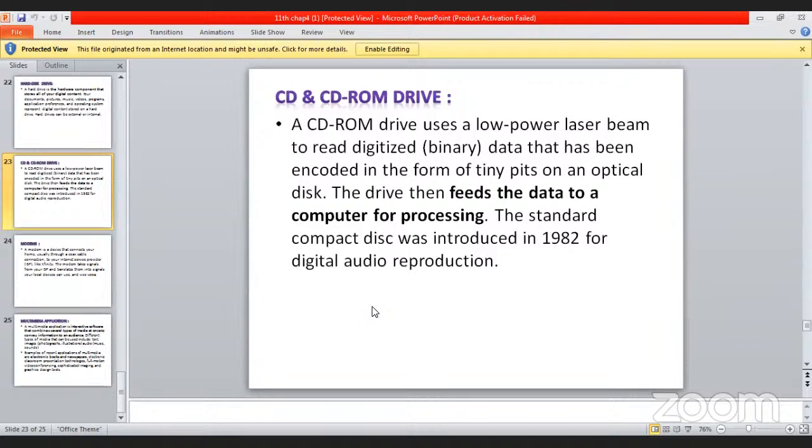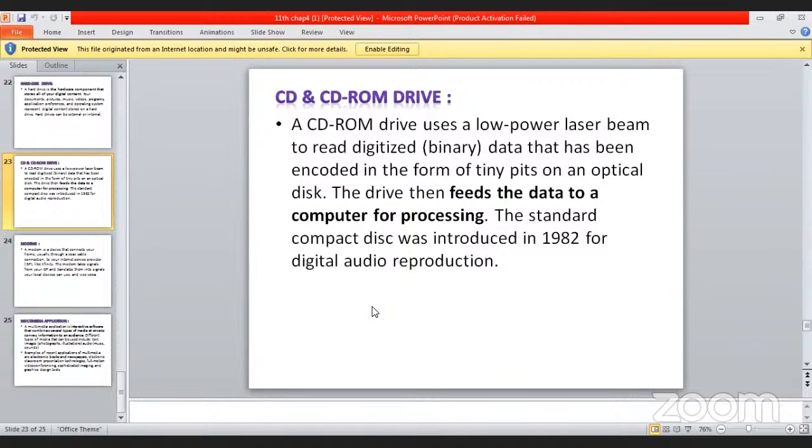Then the standard compact disc was introduced in 1982 for digital audio reproduction. So see here that CDs are optical storage media that are read with laser light, and the surface of that disk is arranged as a single spiral. Means it begins inside the disk and travels towards the edge of the disk. That compact disc defines the track of length, means specifies the file. Means one file equals one track.